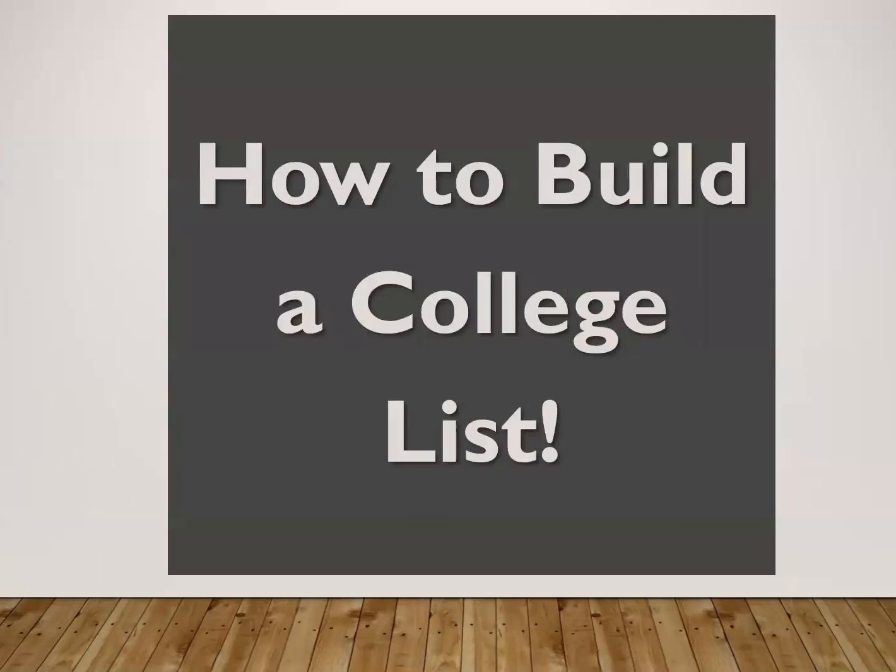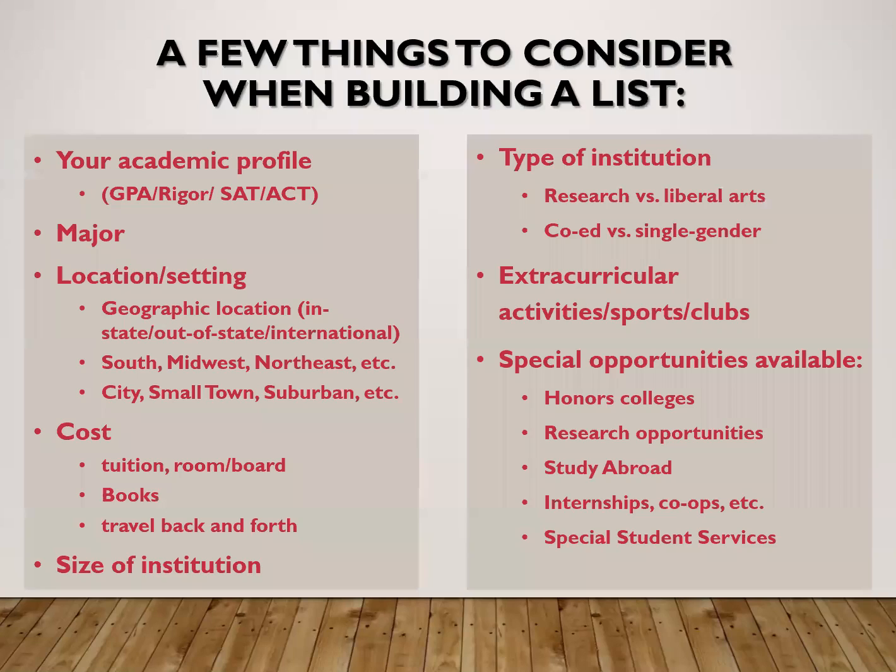Okay, so let's talk a little bit more about building a list. So when you are thinking about building a list and you go to some of these websites, maybe the Naviance website or CapEx or Big Future, they're going to ask you all these questions. What is important to you? What are the main factors that you're looking for in a college? And you're going to be answering all these questions, and it's going to give you a list of schools, okay, based on what you think is important.